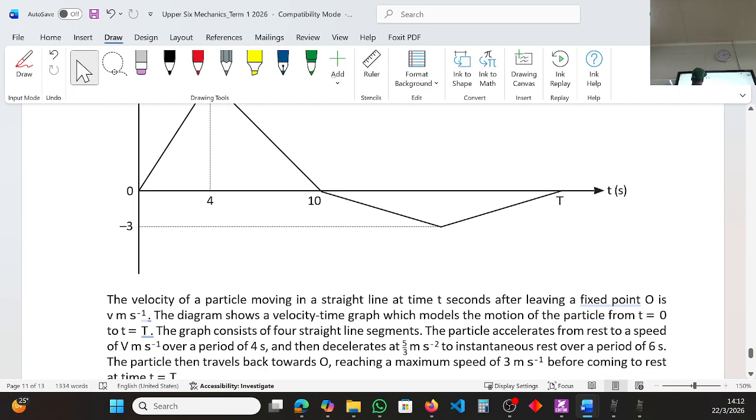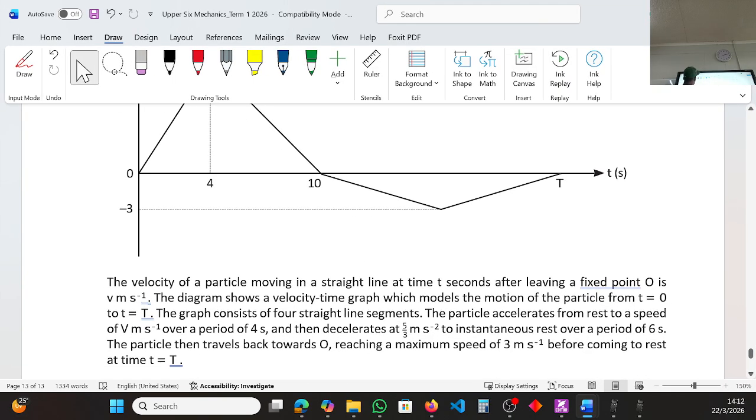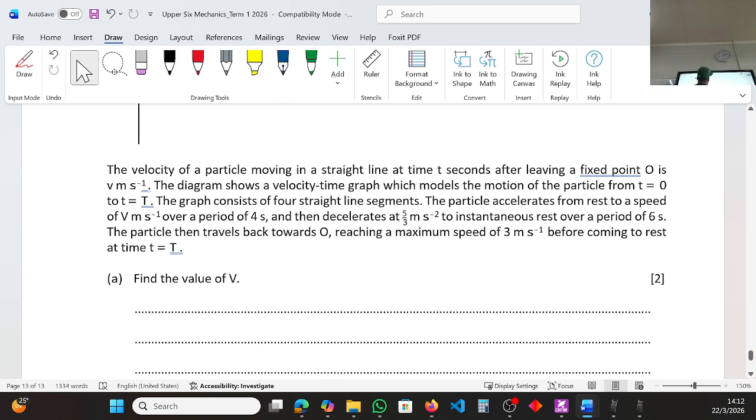Right, let's have a look at the last problem, where we are given a velocity-time graph, and we know the gradient here is going to be equal to acceleration. So let's check what we are told. The velocity of a particle moving in a straight line at a time t seconds after leaving a point O is v meters per second.